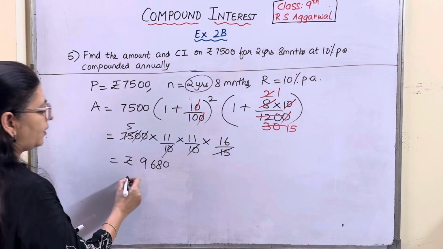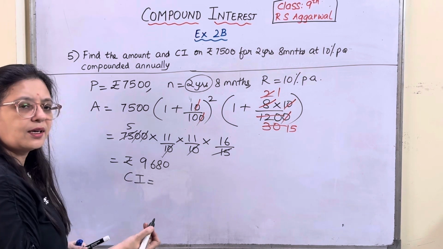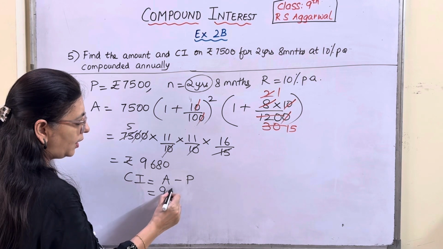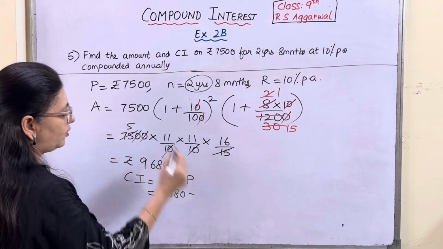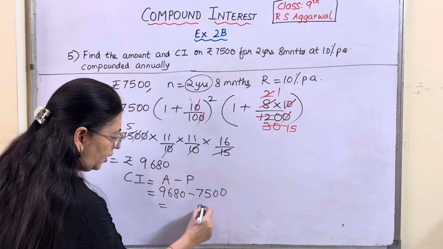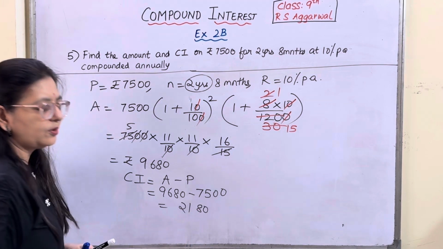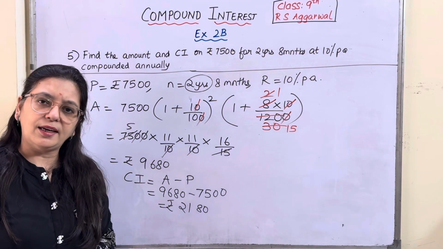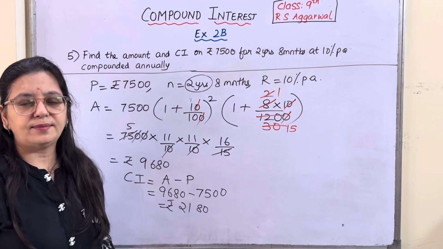Okay, now you have to find the compound interest. What is the formula to find the compound interest? Amount minus principal. What amount you got? 9680 minus principal is 7,500. So you will get here 2,180 rupees would be the compound interest. Is it clear? Come on, let's go to the next one.